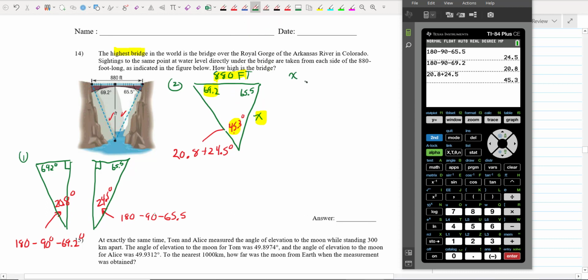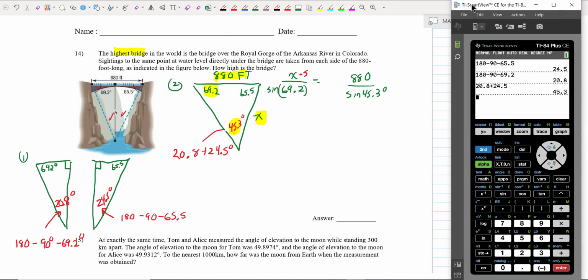So we would say X over the sine of 69.2 degrees. That would be equal to the 880 over the sine of its opposite angle like that. All right, now we got enough information to solve this equation, of course, so we can multiply both sides by the sine of 69.2 degrees. Okay, wipe that out. Now we can go to the calculator and we can get what that side is, and then I can show you how to finish up the problem.